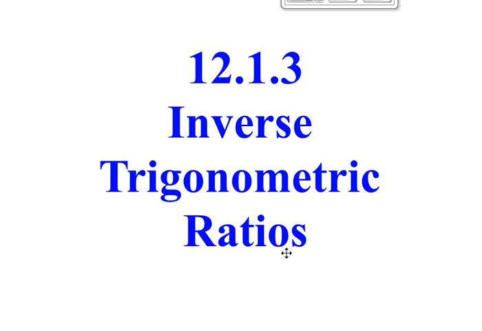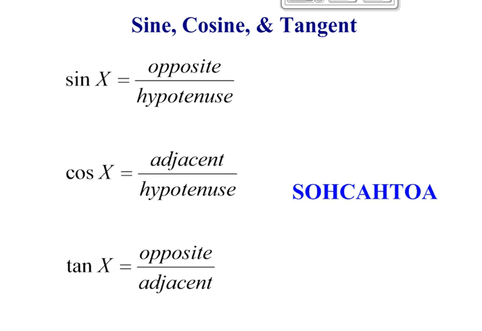Okay, section 12.1.3 now. We have obviously broken 12.1 down into 3 different parts, so we're taking things piece by piece. We're talking about inverse trigonometric ratios today. So quick review: sine is opposite over hypotenuse, cosine is adjacent over hypotenuse, tangent is opposite over adjacent. SOHCAHTOA, right?